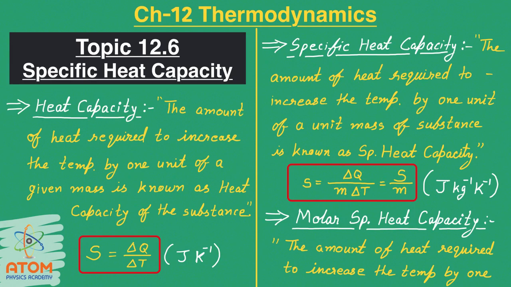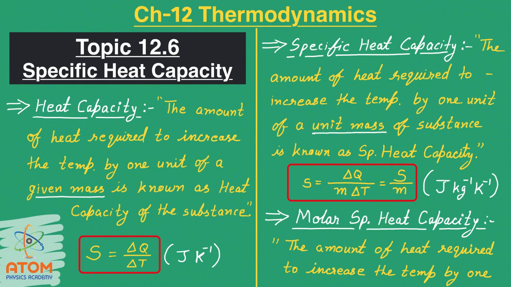Now let us see another definition, that is specific heat capacity. This was heat capacity and here it is specific heat capacity. The amount of heat required to increase the temperature by 1 unit of a unit mass of substance is known as specific heat capacity. You have to note one thing, dears, that here in the first definition there was a word given mass, but in the second definition you can see it is about a unit mass.